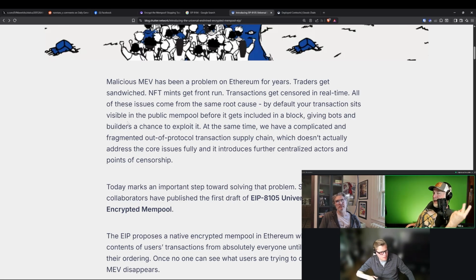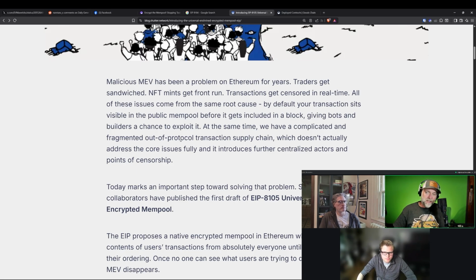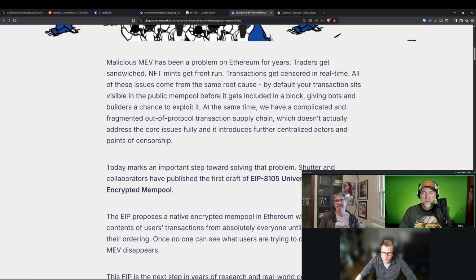Malicious middleman extracted value has been a problem on Ethereum for years. Traders get sandwiched. NFT mints get front run. Transactions get censored in real time. All of these issues come from the same root cause. By default, your transaction sits visible in the public mempool before it gets included in a block, giving bots and builders a chance to exploit it.